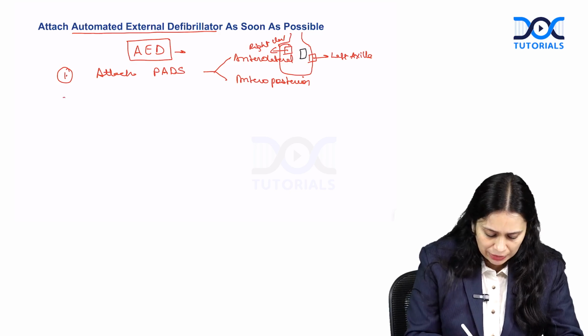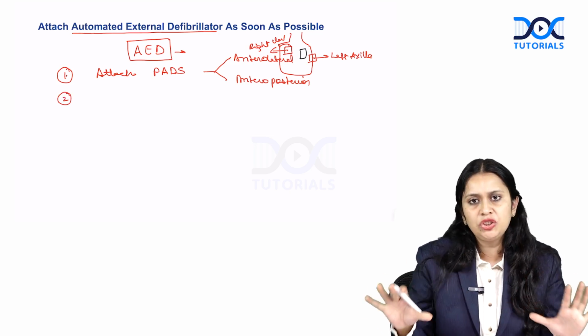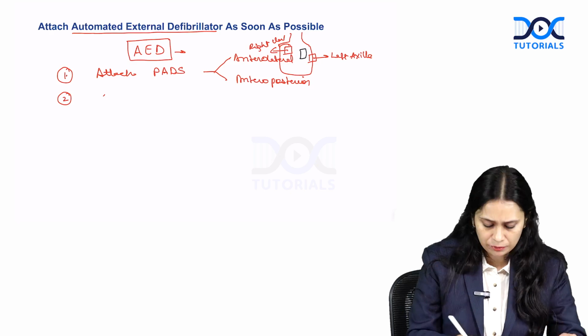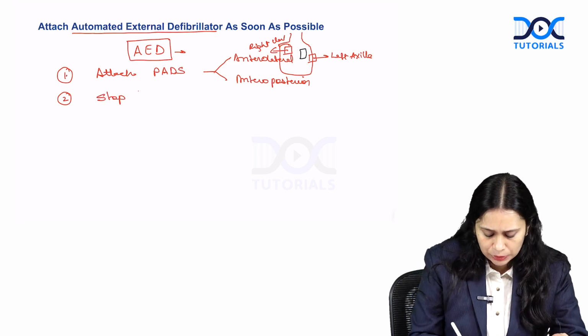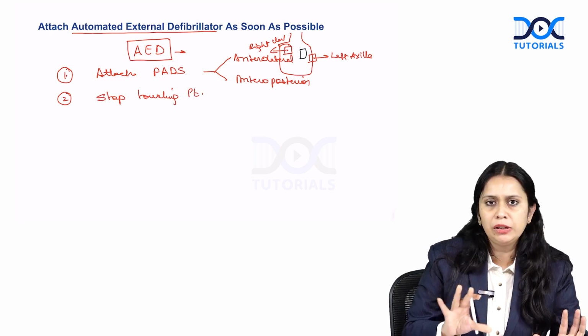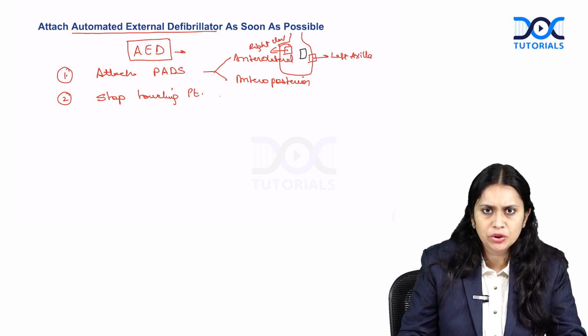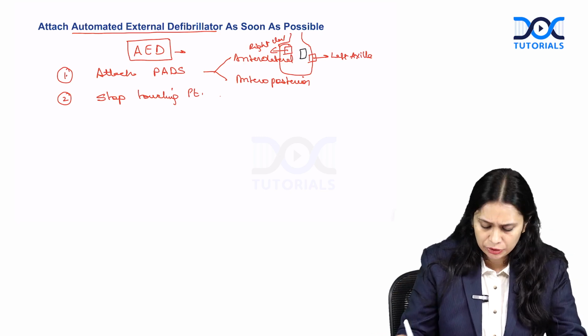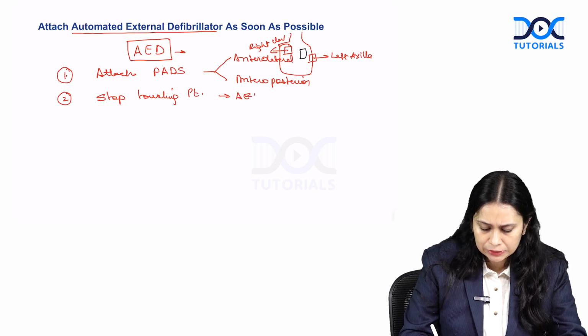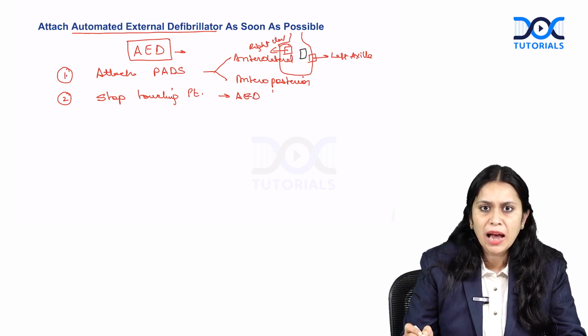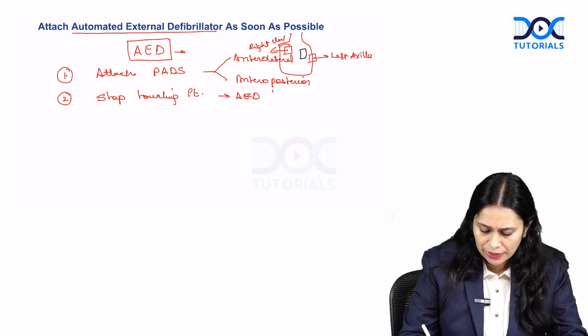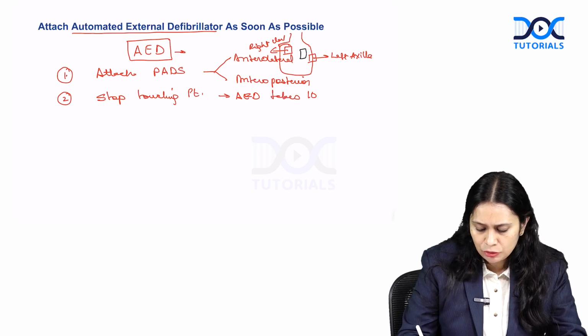After attaching the pads, the AED says, stop touching the patient, let me analyze the rhythm. So the AED asks you to stop touching the patient. At this point, we will leave the compression, right? So I stop touching the patient. When I stop touching the patient, the AED takes 10 seconds to analyze the rhythm. So the AED takes 10 to 12 seconds to analyze the rhythm.